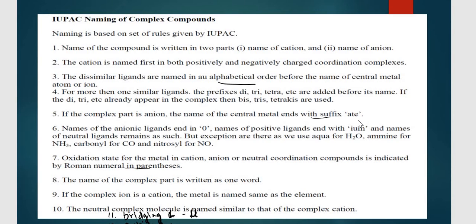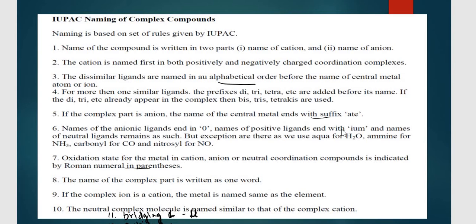Cobaltate, ferrate, zincate, like that. Now ligands: just now I told you that whenever it's a negative ligand, it ends with O. Whenever it's a positive ligand, it ends with EM. And the neutral ligands have their normal names, like water is named as aqua, ammonia is named as amine, CO as carbonyl, NO as nitrosyl.